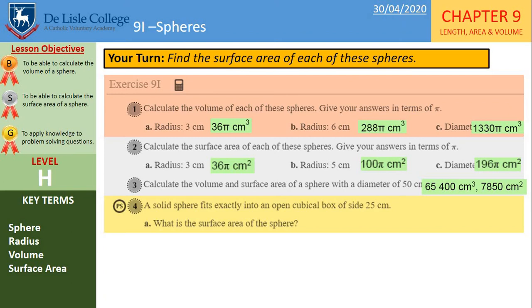Question 4, we're told that a solid sphere fits exactly into an open cubical box of side 25 centimetres. If it fits exactly, that must mean that the widest part of the sphere is the same width as the box. So the diameter is going to be 25 centimetres. So using that information, they've rounded to 3 significant figures here. We've got 1,960 centimetres squared to 3 significant figures.